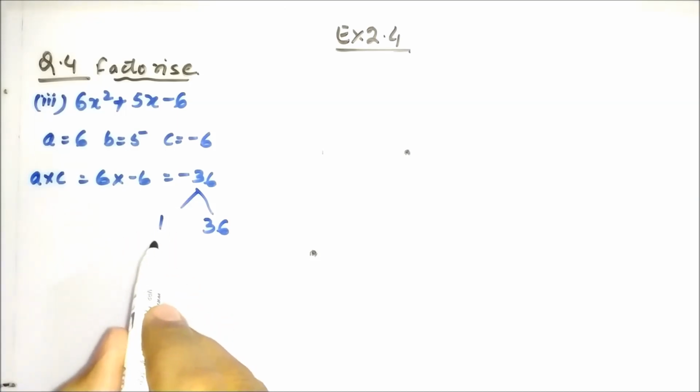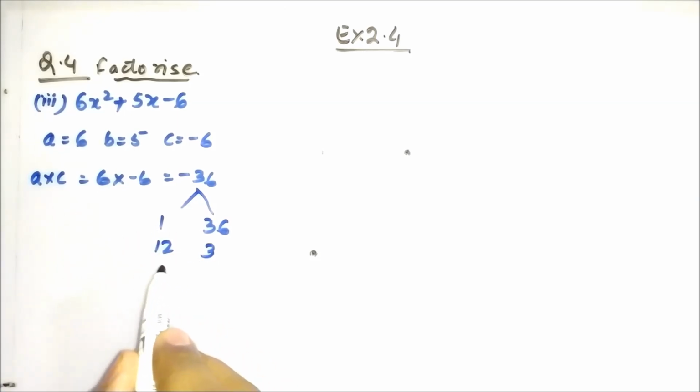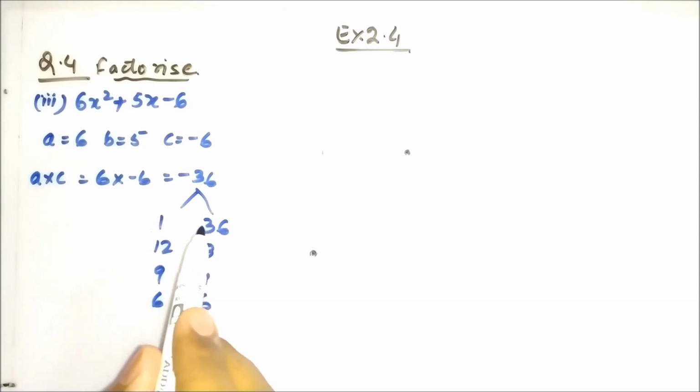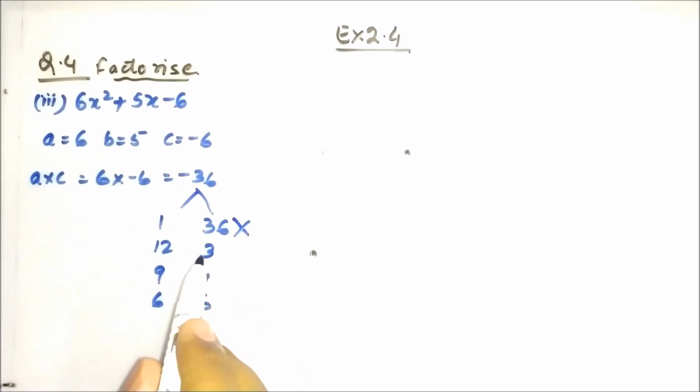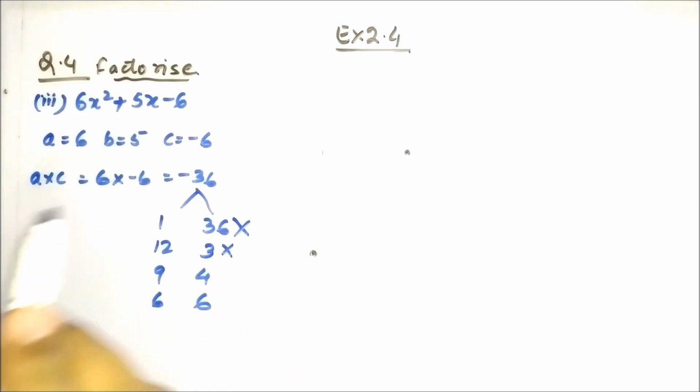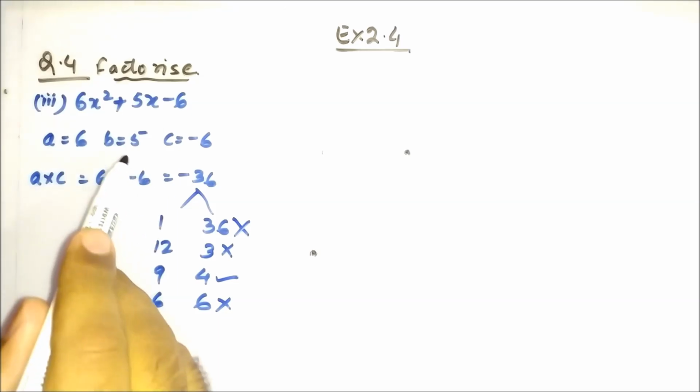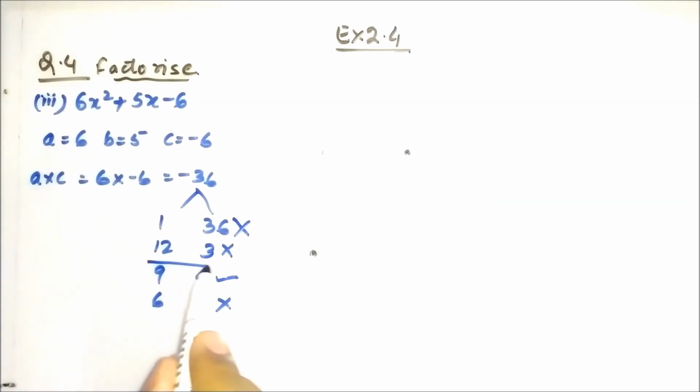Next is 12 into 3. Next is 9 into 4. Next is 6 into 6. So these will be the possible factors. Now we need to select such factors so that after adding we will get 5. So 1 and 36, there is no chance we will get 5 either adding or subtracting. 12 and 3 also there is no chance of getting 5. 9 and 4 we have a chance, and 6 and 6 again we don't have any chance of adding and subtracting to get the value 5. So our factors are 9 and 4.